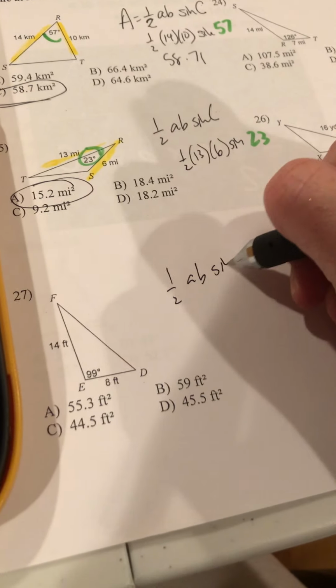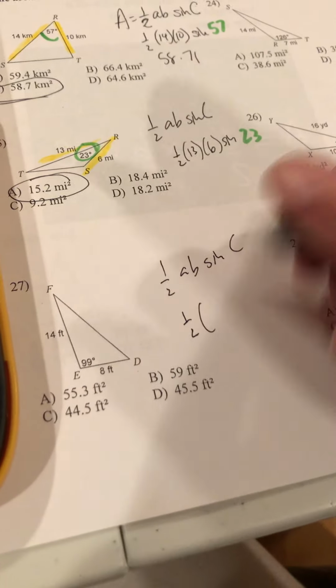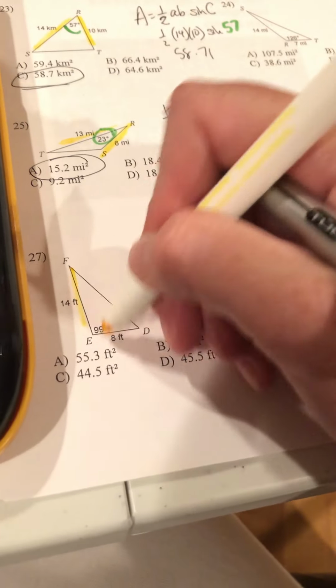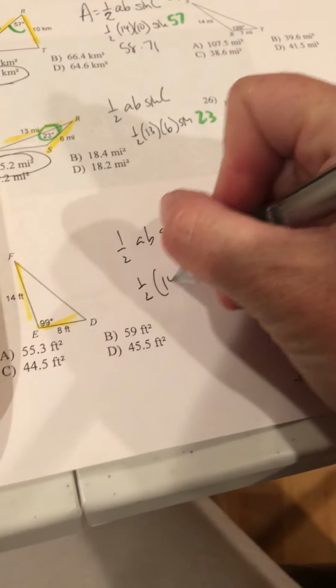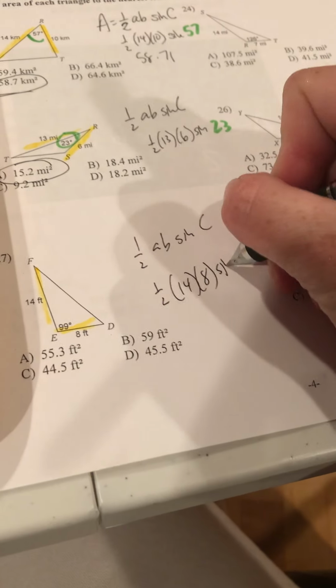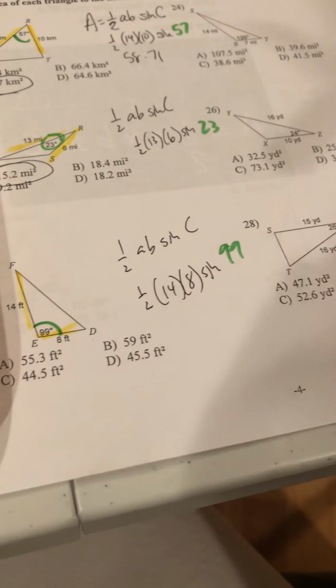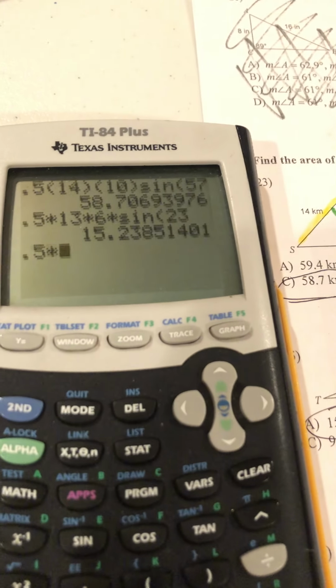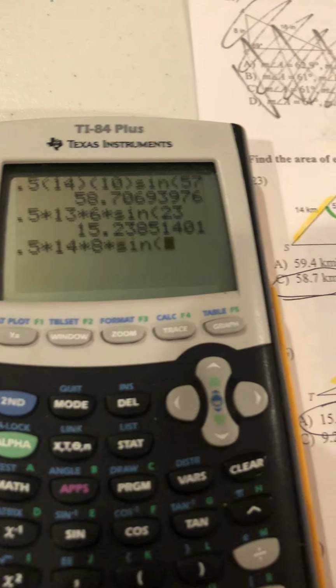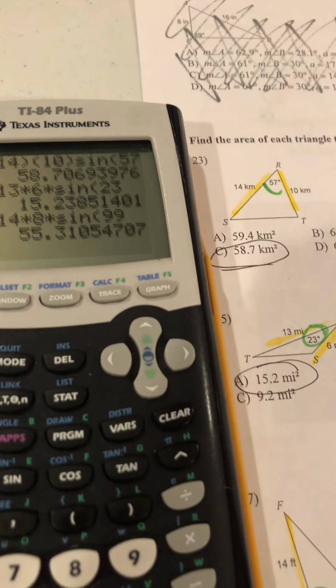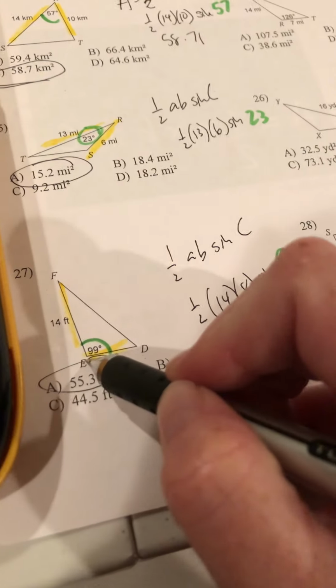1/2 AB sine C, 1/2 of my sides, 14 and 8. 14 and 8 sine, my C is 99. And when I do 0.5 times 14 times 8 times sine 99, I get 55.31, which is A.